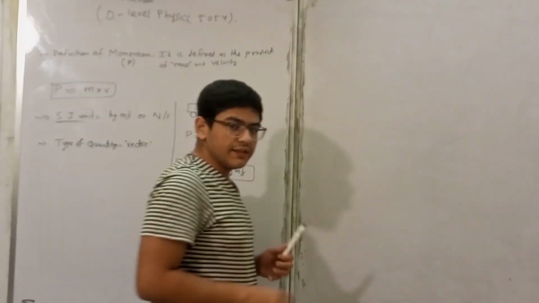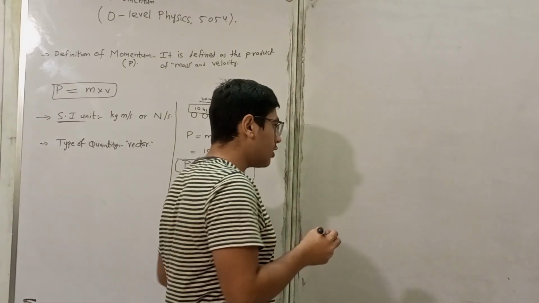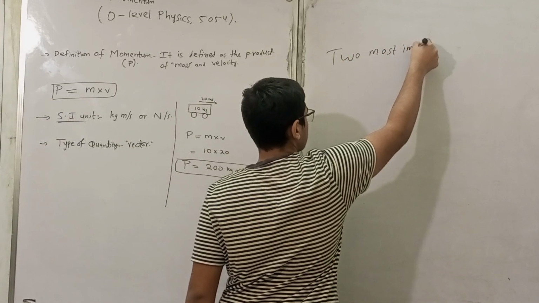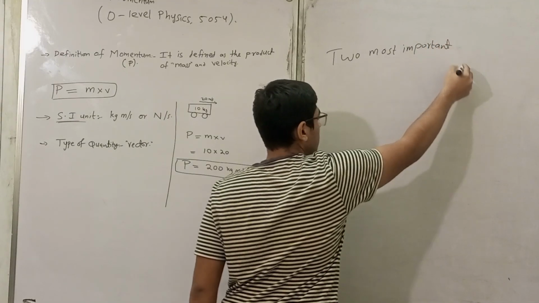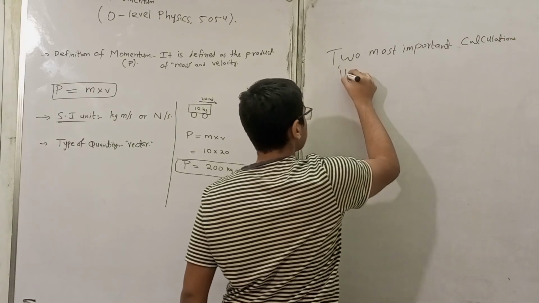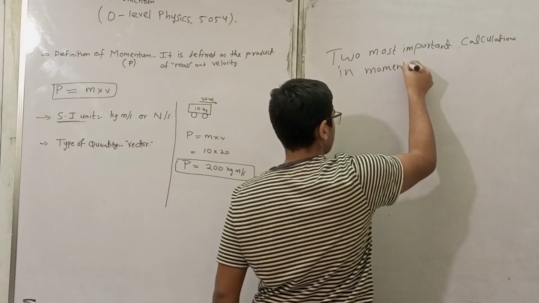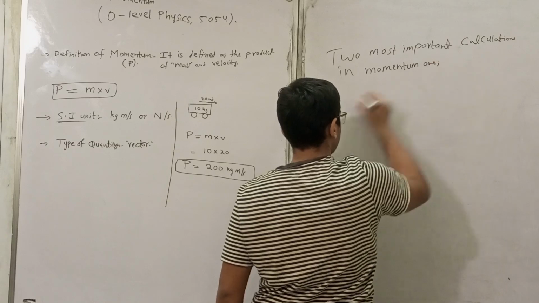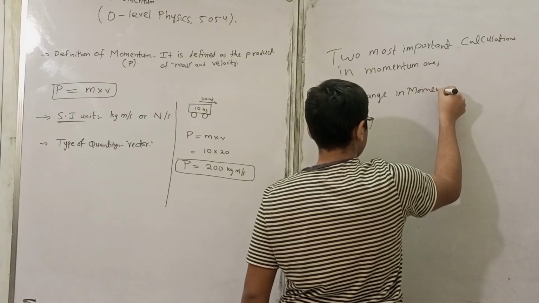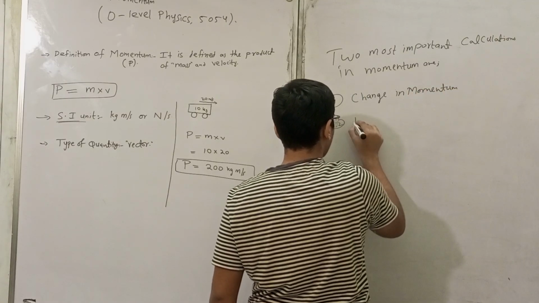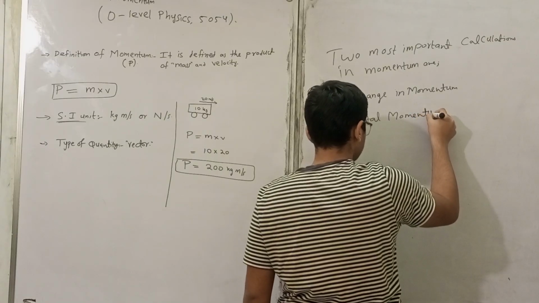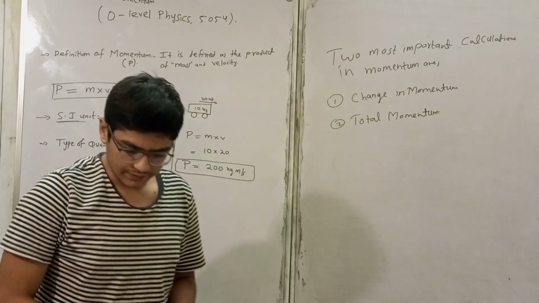Okay. The second thing is that two most important calculations in momentum are: number one, change in momentum; and number two, total momentum. Okay, so let's discuss it one by one.